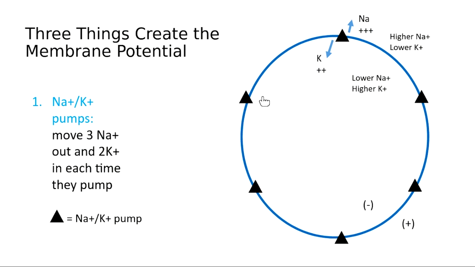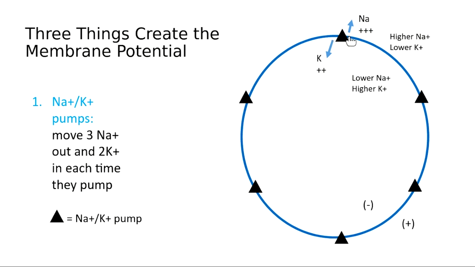So if we look at this diagram over here of a cell, again, the cell you can see is positive on the outside, it's relatively negative on the inside, and I've drawn these little black triangles all around the plasma membrane or cell membrane of this cell, and each one of these little black triangles is representing a sodium-potassium pump. And you may remember that sodium-potassium pumps move sodium outside of the cell membrane.